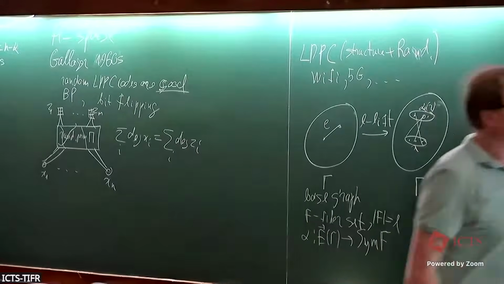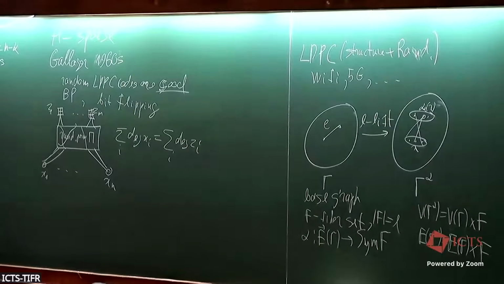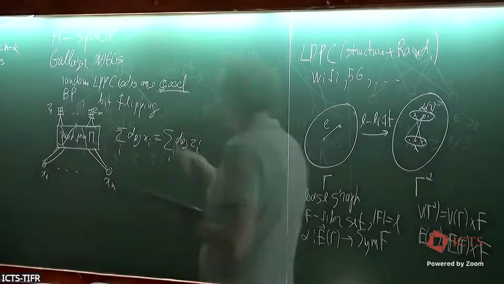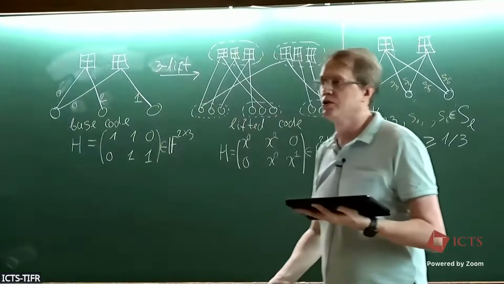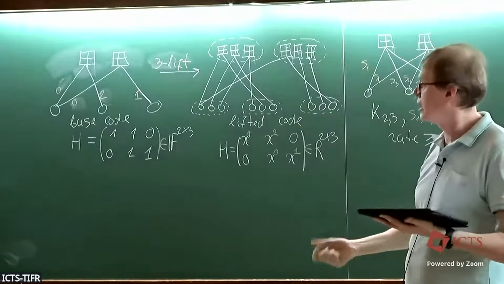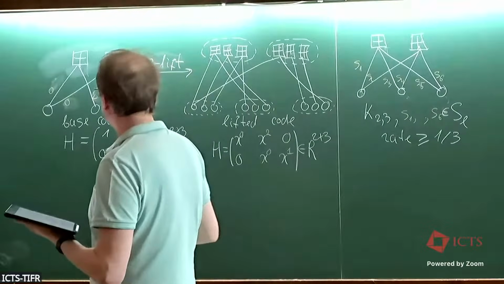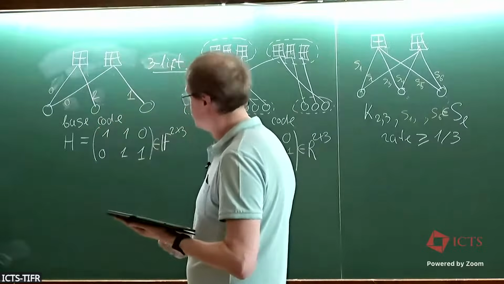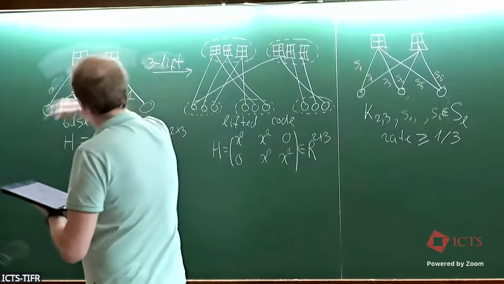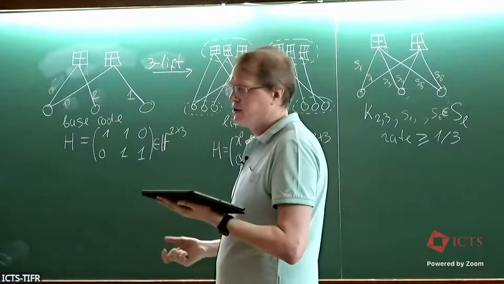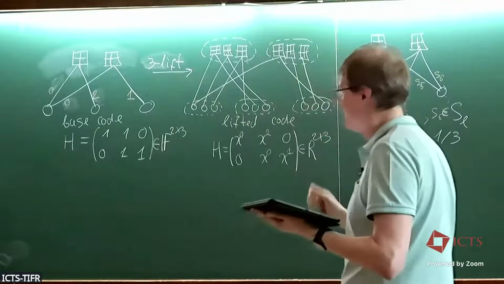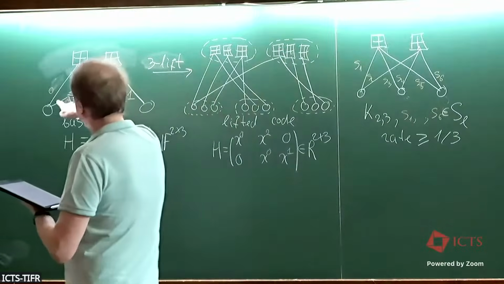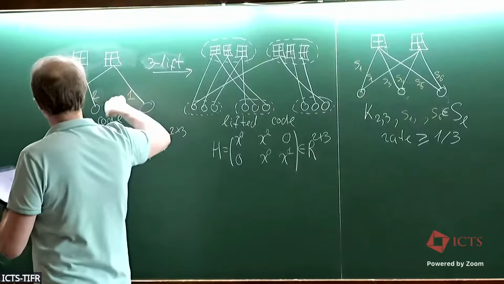Let me switch to codes, because I'm supposed to talk about codes. For codes, we have the same idea. Since every LDPC code can be described by a graph, a Tanner graph, we can apply this idea to codes as well. So we start with a small LDPC code, maybe not even LDPC, just a code, and we lift it by assigning permutations.